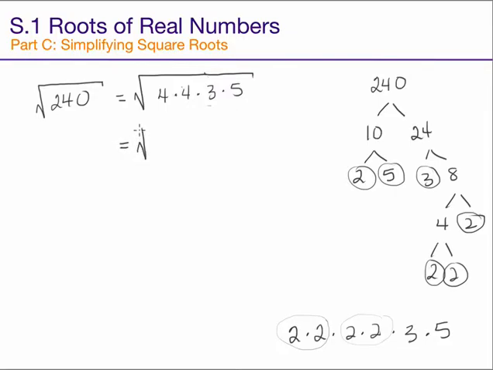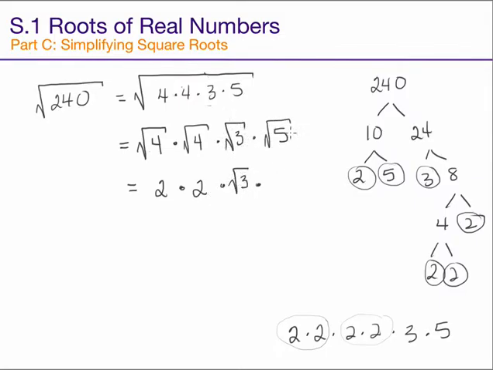Since I can write the square root of a product as the product of square roots, I can rewrite the square root of 240 like this. Then when I go to do my multiplication, I can change this square root of 4 to 2, this square root of 4 to 2, this square root of 3 cannot be simplified, and the square root of 5 cannot be simplified.